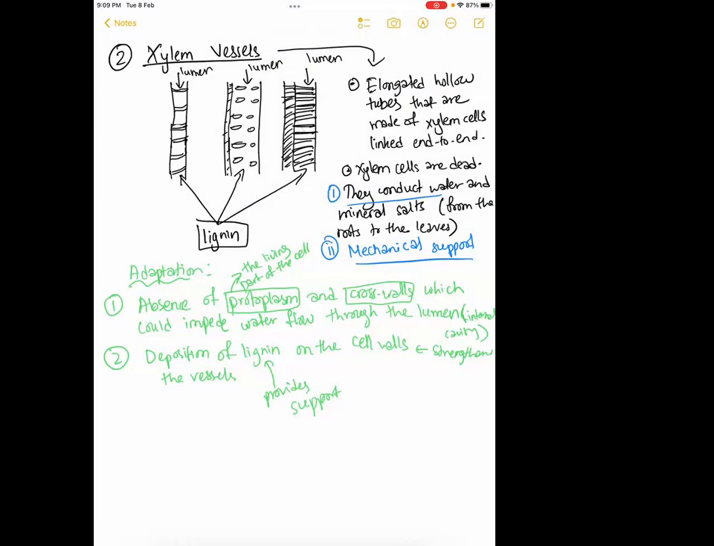So there's deposition of lignin on the cell walls. So this strengthens the vessel. Now, moving on, I think this one is done. I don't have to mention anything else. Let's move on to the root hair cells.